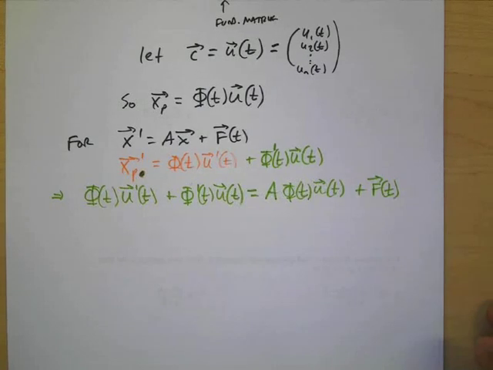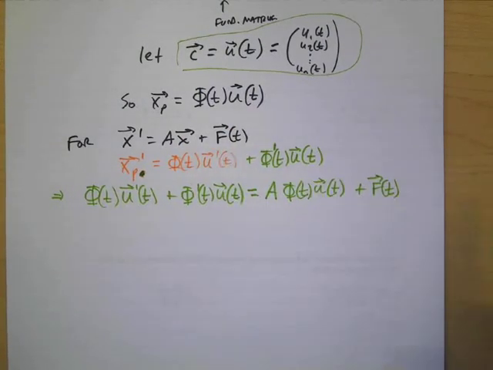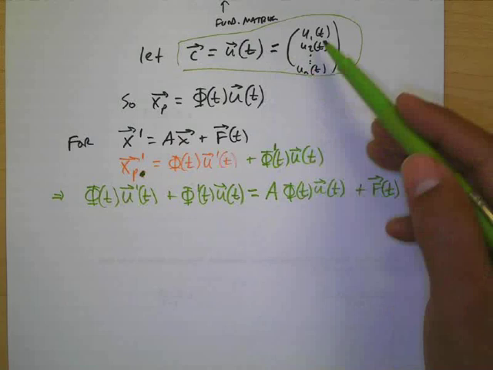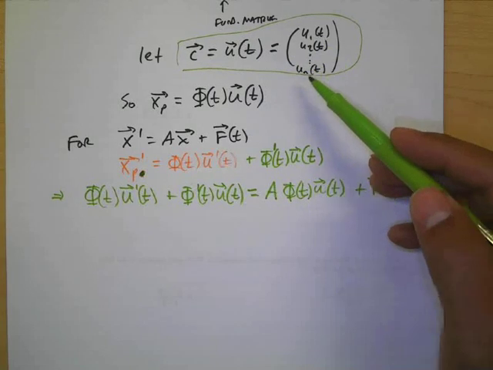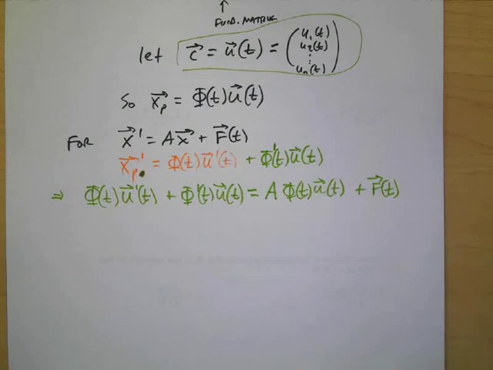Wait, so U of t is the same as C? Is there a purpose in using the different letter? Well, C represents constants, U represents functions instead of just constant parameters. Hence the name variation of parameters. We're changing it from constants to actual functions here.